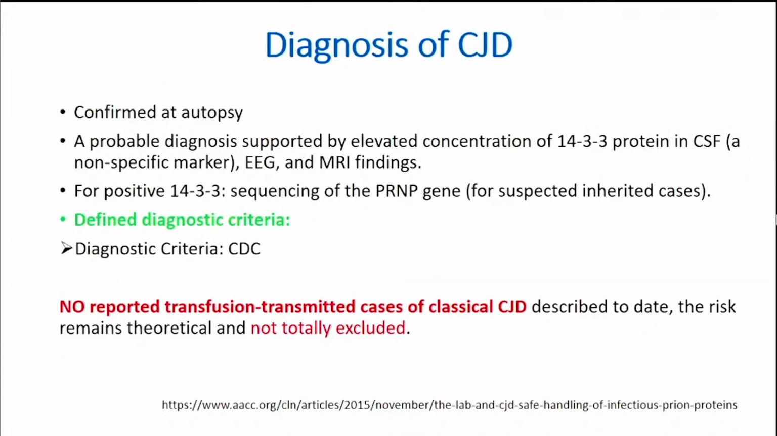It's usually diagnosed through autopsy. However, there are some defined criteria and some screening tests, including protein 14-3-3, and then some gene studies for the familial disorders. So far, no report of transfusion-transmitted classical CJD. However, there are confirmed cases induced with growth hormone and dural matter transplantation.